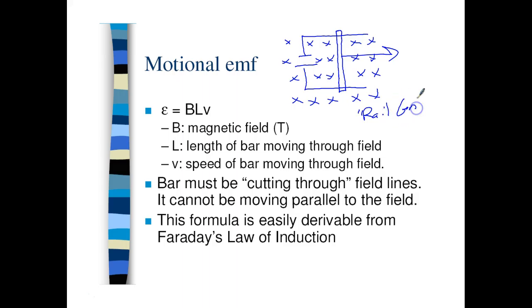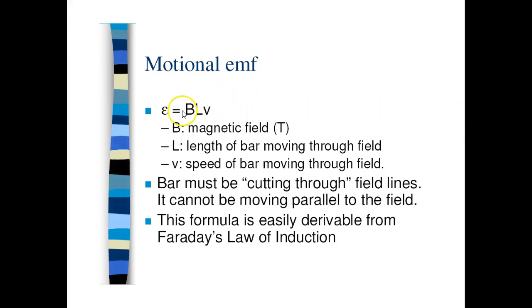The military is using these more and more because they're pretty inexpensive and you don't need to use any gunpowder. Makes it really kind of nice. But anyway, let's go back to motional EMF here. We know that the potential that I get is equal to BLV, where B is magnetic field, L is the length of that bar, and V is the speed of the bar moving through the field.